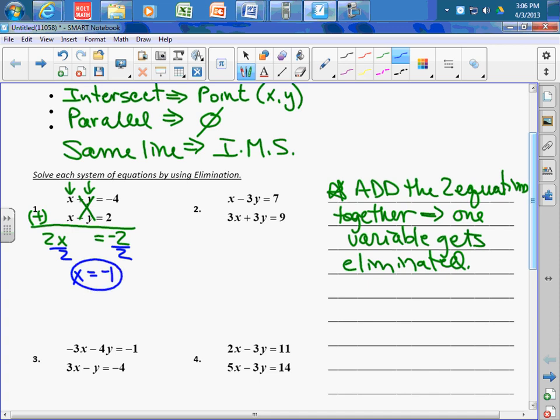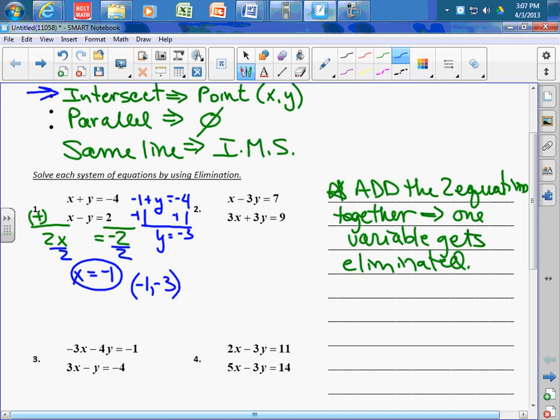So we're done here, right? No, because remember, we're finding the point of intersection. So we have to plug negative 1 in back up here into x. I usually just take the first equation. And I'm going to put the negative 1 in for x, plus y is equal to negative 4. To solve for y, I'm going to add 1 to both sides to get y is equal to negative 3. So my point of intersection is negative 1, negative 3.